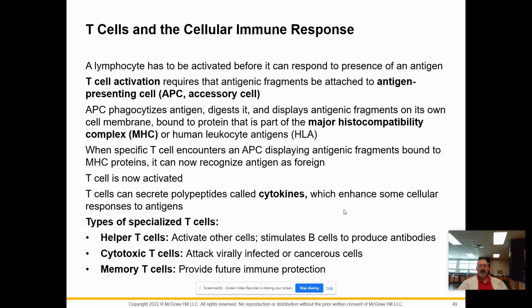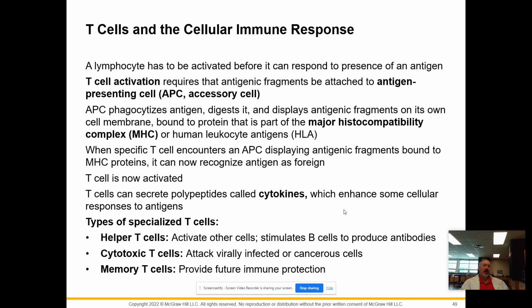All right, cytotoxic T cells are going to attack virally infected or cancer cells. Now they're going to use perforins to do this. And memory T cells, this is my favorite part. The memory T cells are able to make a long-term memory of how to defeat that specific antigen.